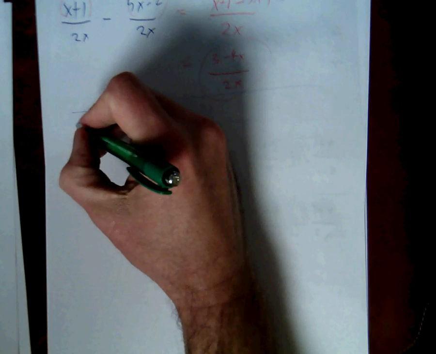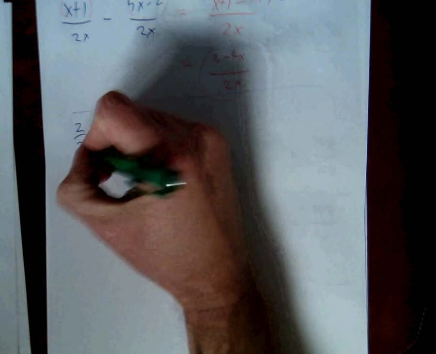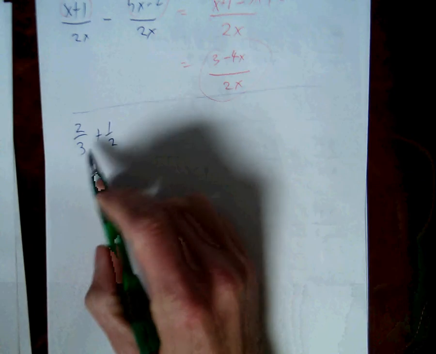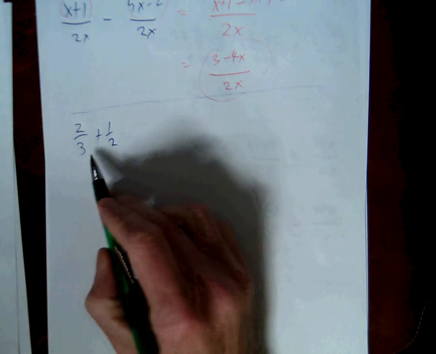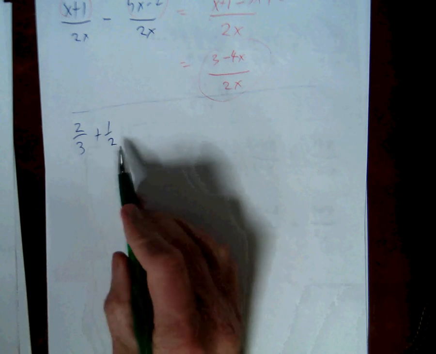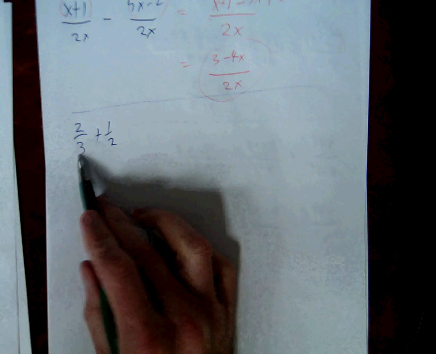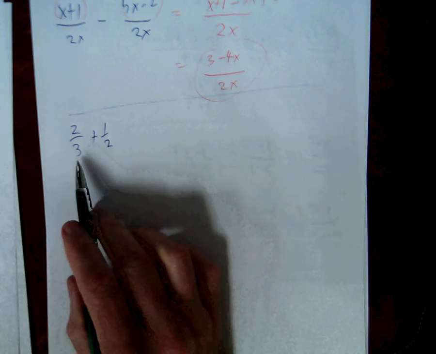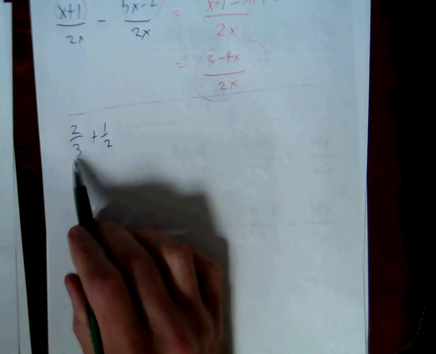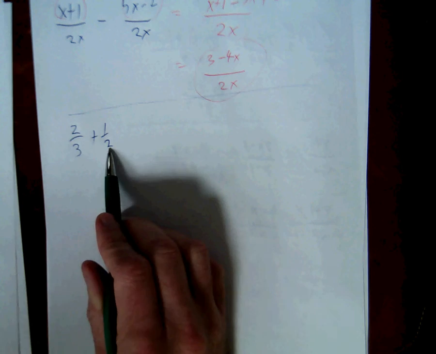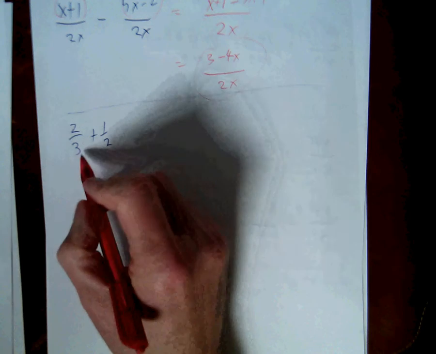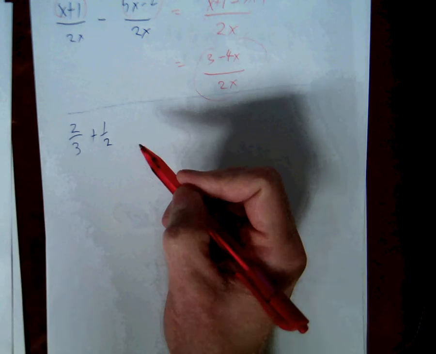So like if you started with 2 over 3 plus 1/2, we can't add these, right? Because the only way we can add or subtract fractions is if we have a common denominator. And these aren't the same, right? There's a 3, there's a 2. And there's no easy way to make the 3 look like a 2, and there's no easy way to make the 2 look like a 3. So we were kind of taught, well, find my least common denominator.